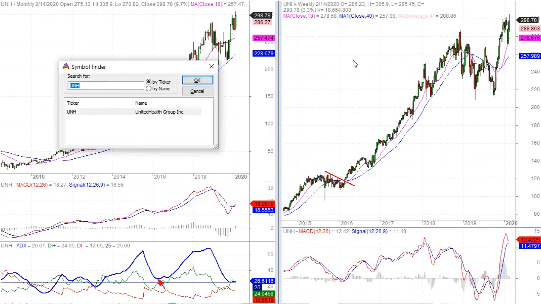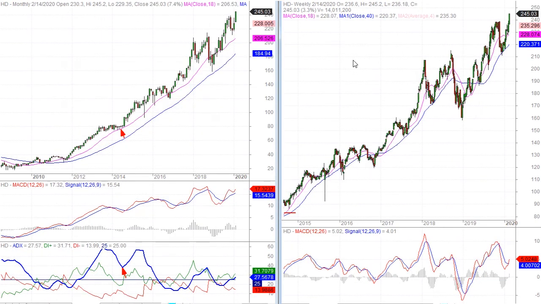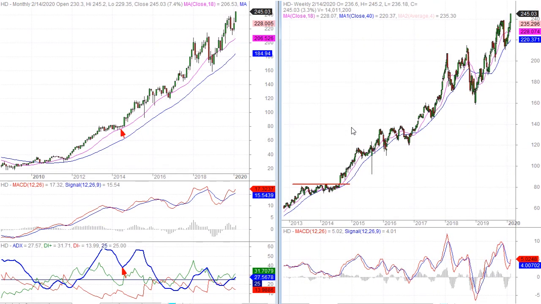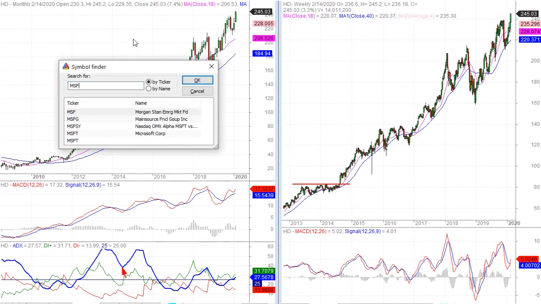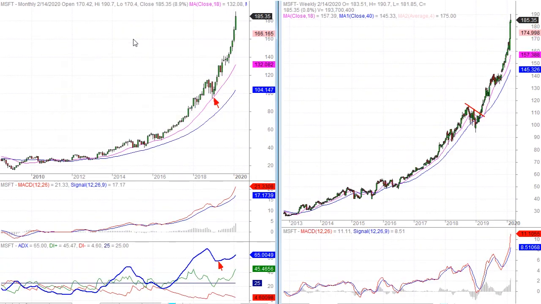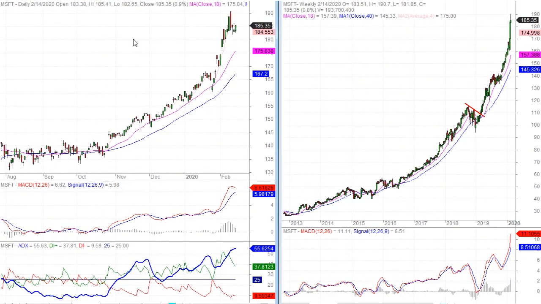If I want to look at something like Home Depot way back in 2014, same pattern. This was more of a horizontal trend line break, but it was a zero line reversal. So these are all the same pattern. They're variations of the same pattern. I think it's very, very important to get a feel for it. I could do this on pretty much any one of these, just to show that this pattern does develop in all time frames.